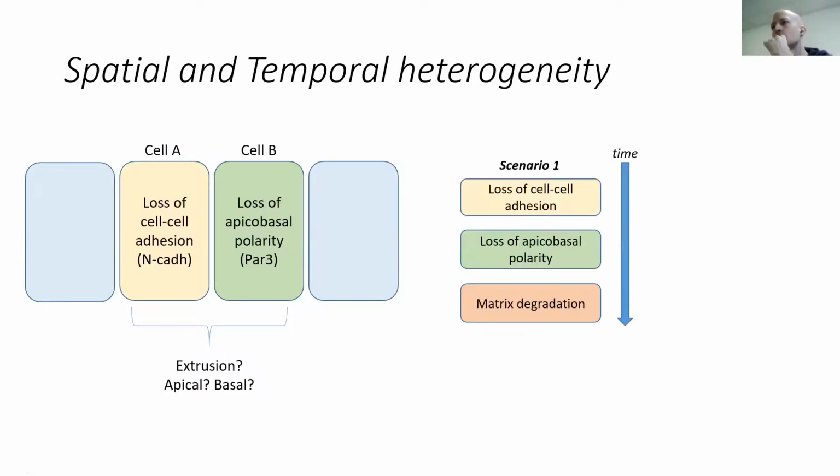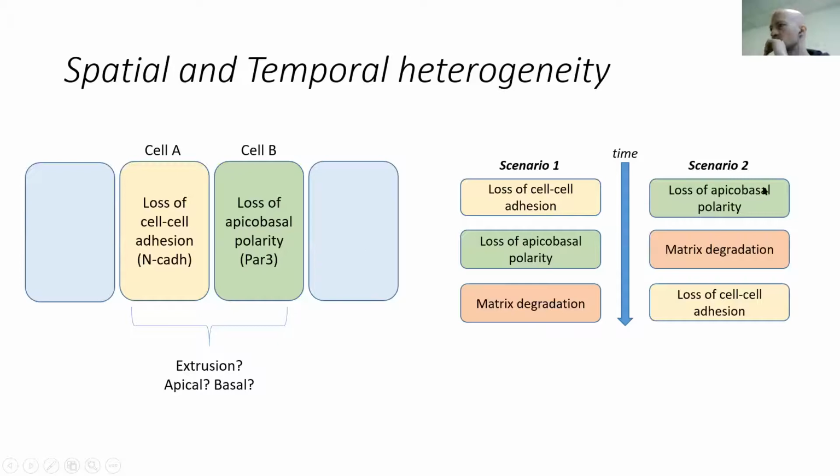The other type of heterogeneity is over time. You can imagine that one cell is going through full mesenchymal transformation, but follows these steps in a specific order: first losing adhesion, then polarity, then degrading the matrix. While other cells will do it in a different order. They will lose polarity first, they will make a hole in the matrix, and only after that they will detach from their neighbors. So how can we control these different situations?